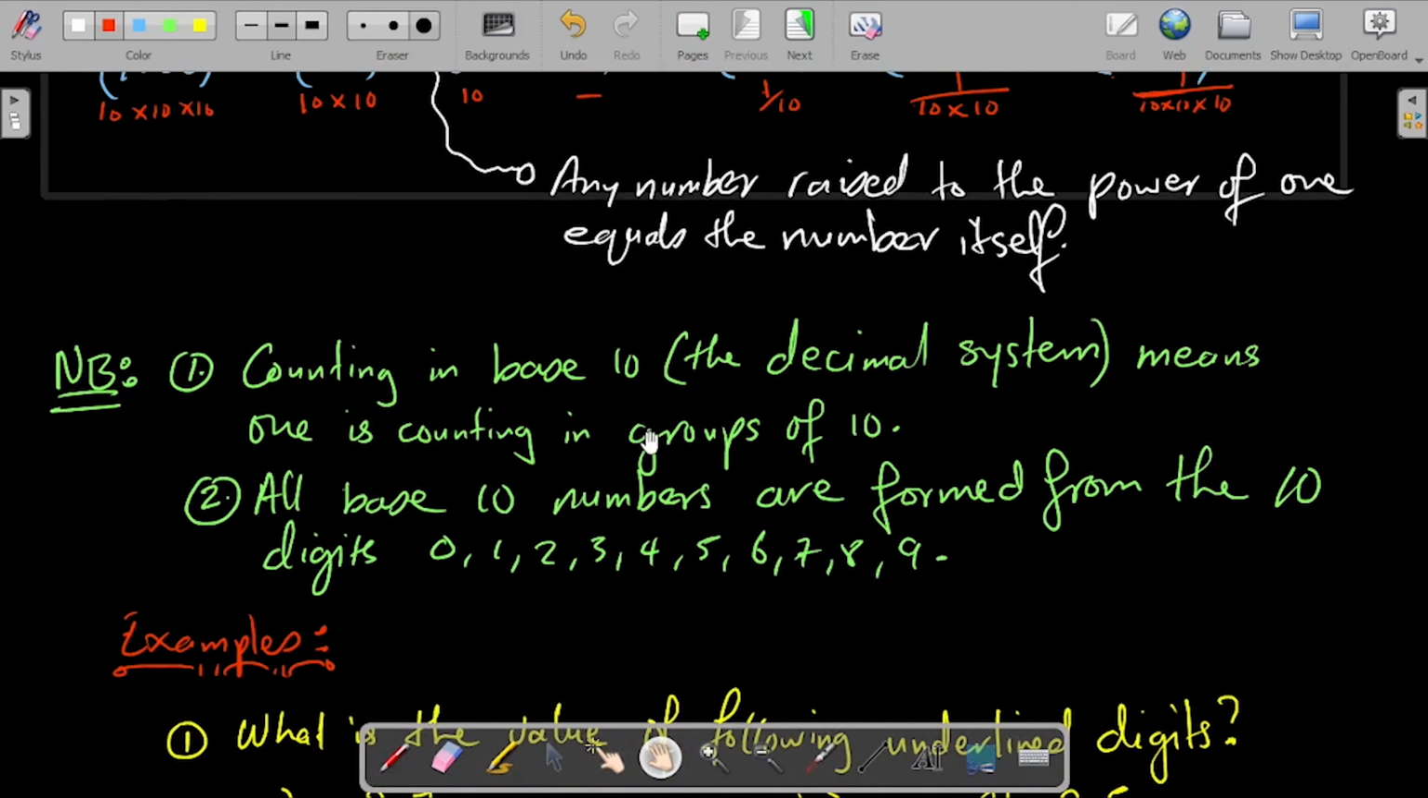As I stated before, base 10 is also called the decimal number system, and counting in base 10 means that you are counting in groups of 10. So after every 10 numbers, you move to another group. All base 10 numbers are formed from 10 digits, the digits from 0 to 9. You do not have a digit larger than 9, and any number beyond 9 has to be a combination of those digits from 0 to 9. So after 9 you would go 1, 0, which is 10, 1, 1, which is 11, and so forth.